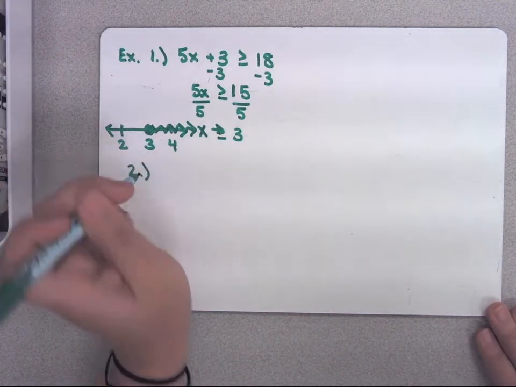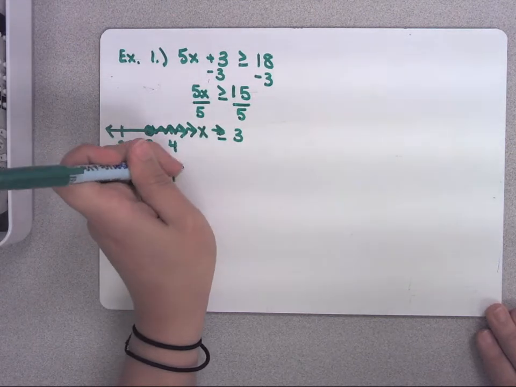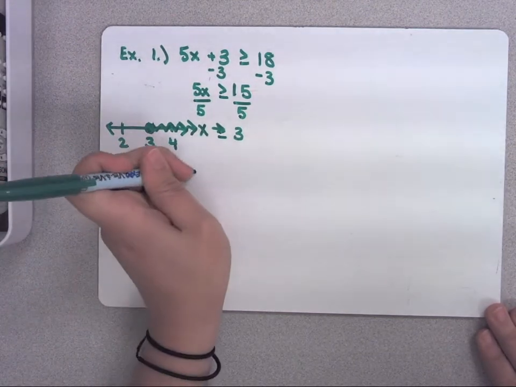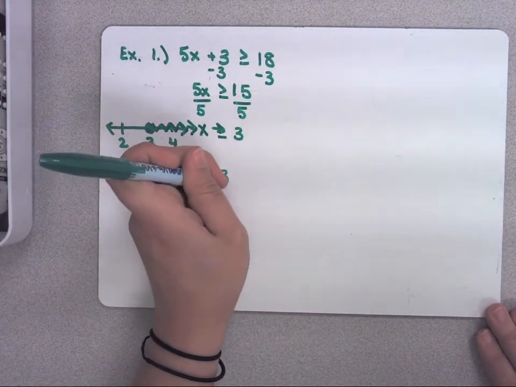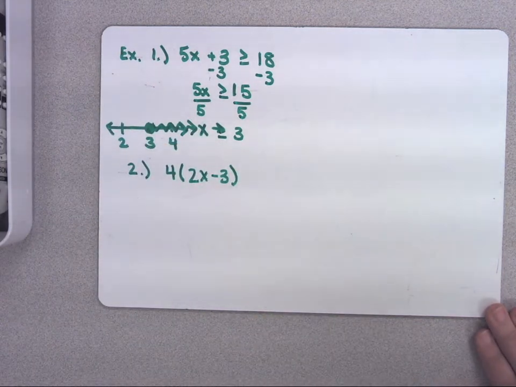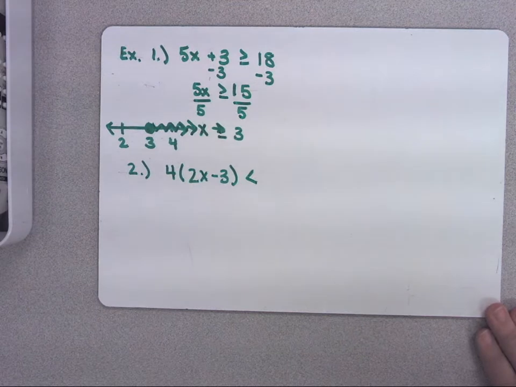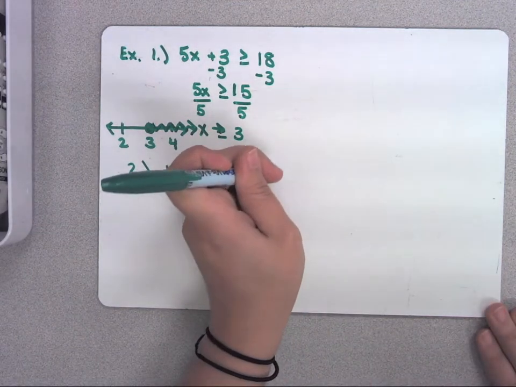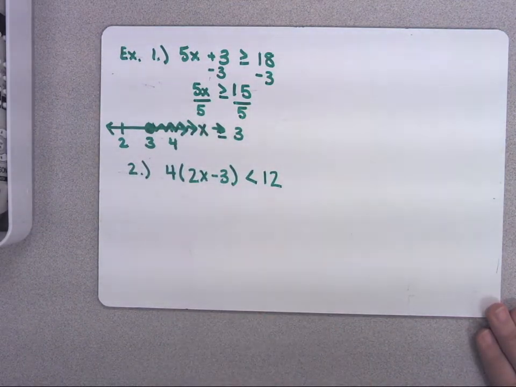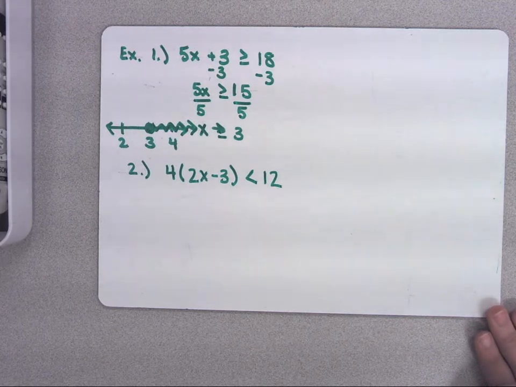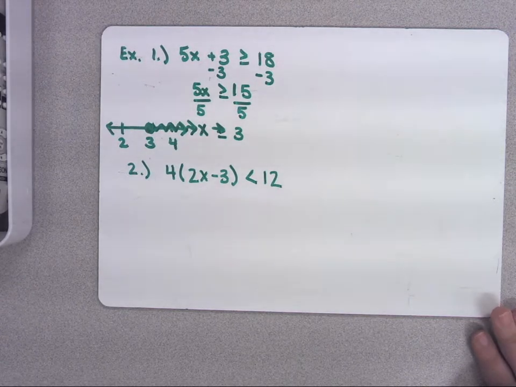Okay, what about this guy? 4 parentheses 2x minus 3, close your parentheses, is less than 12. We're just going to solve this one. We're not going to graph it. We're just going to solve it. What are we going to do first? How can we get rid of the parentheses?